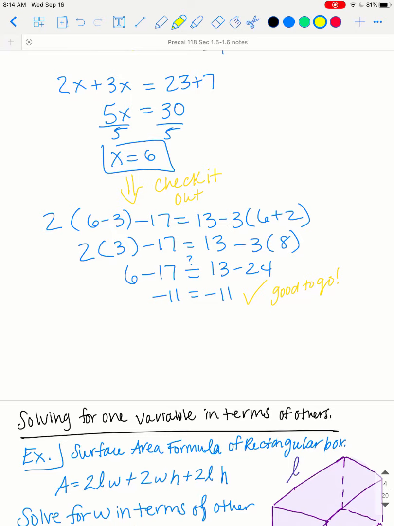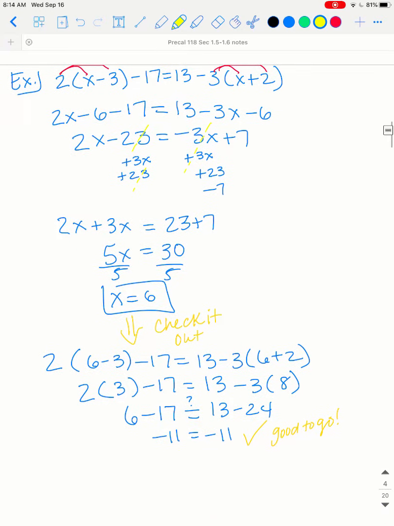So we're going to check our solution in the original equation. When we plug it in, we end up getting negative 11 equals negative 11. So we're good to go. They equal each other.